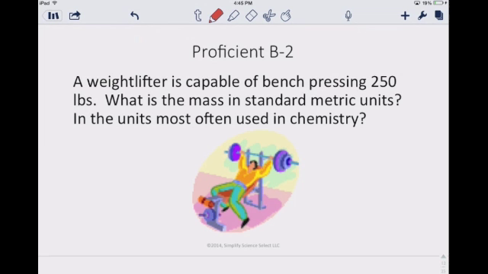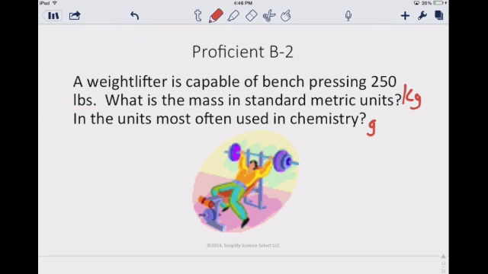Looking at our next one, a weightlifter is capable of bench pressing 250 pounds. What is the mass in standard metric units, in the units most often used in chemistry? Our standard metric unit would be kilograms. In chemistry, we measure things in very small amounts, so therefore it will be in grams.